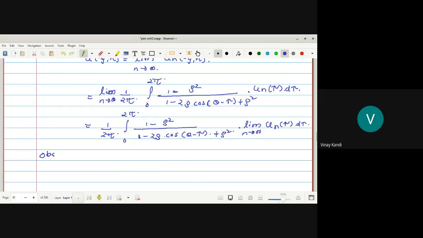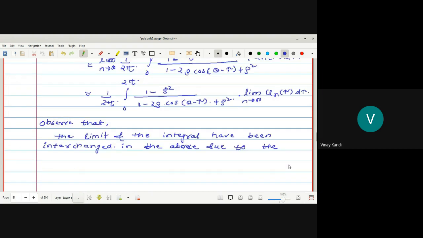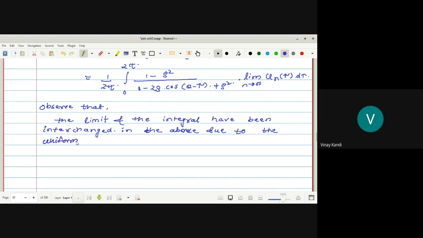So observe that here, the limit and the integral have been interchanged. Why? Interchanged in the above due to the uniform convergence of the sequence u_n to u. If a sequence is uniformly convergent to u, then we can interchange the limit and the integral.